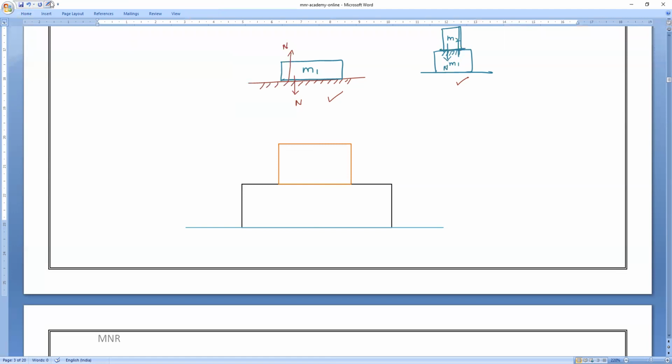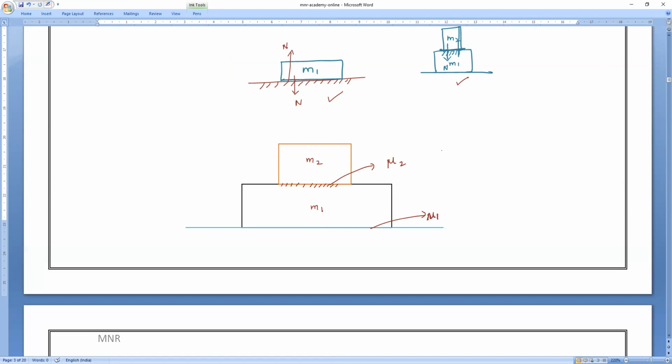Now all of you observe very carefully. Let me take the mass of this body as M2 and the mass of this body as M1. Here also friction will be present. Am I right or wrong? Everybody clear? Here the coefficient of friction is mu2, and here the coefficient is mu1.